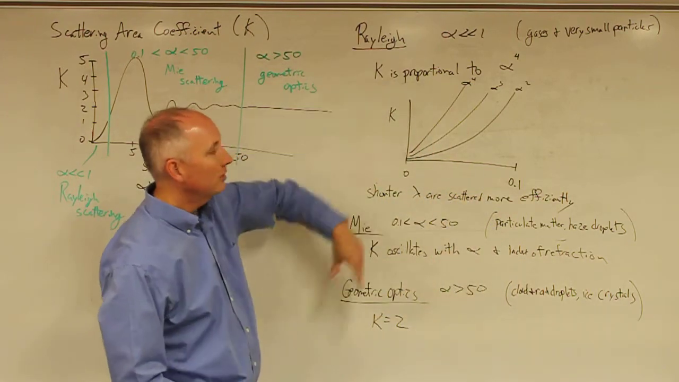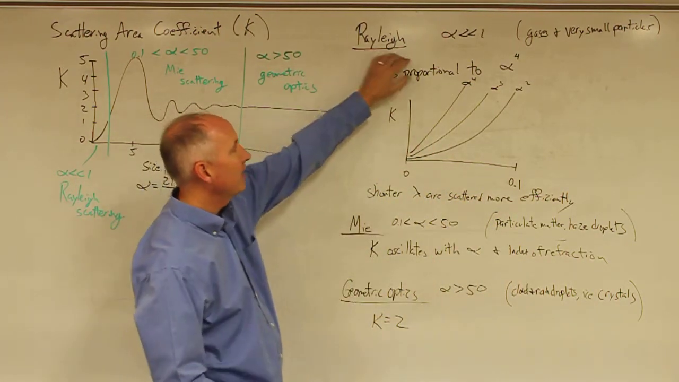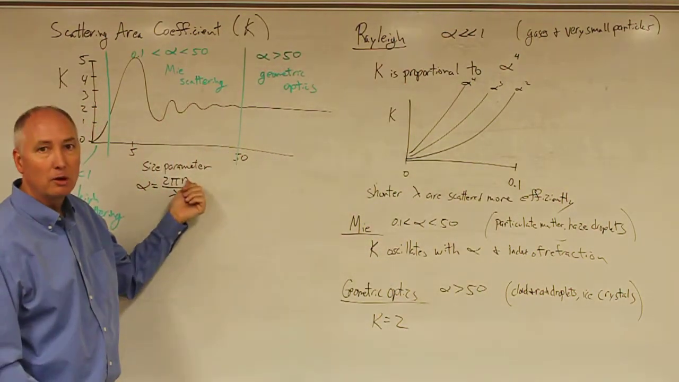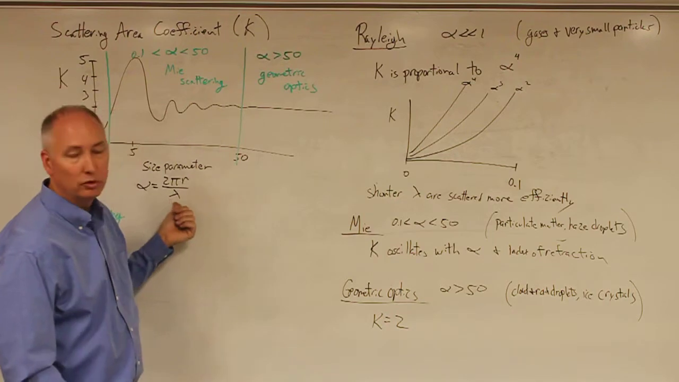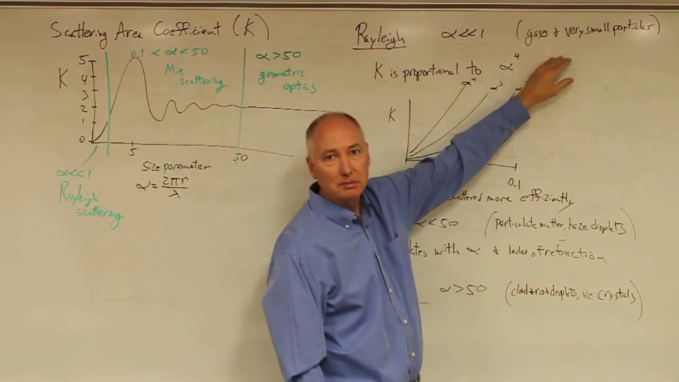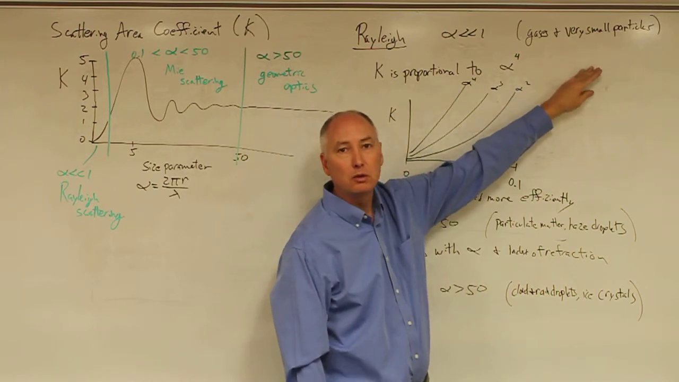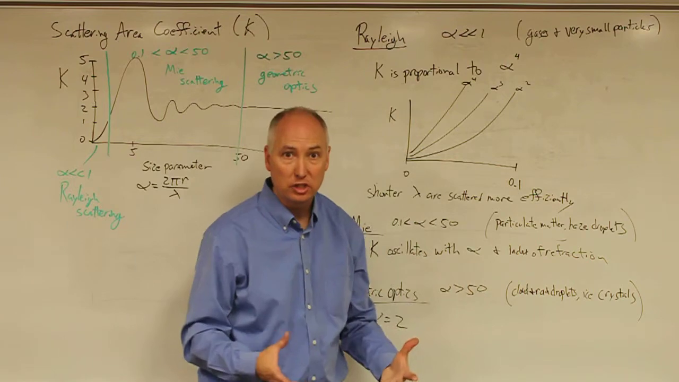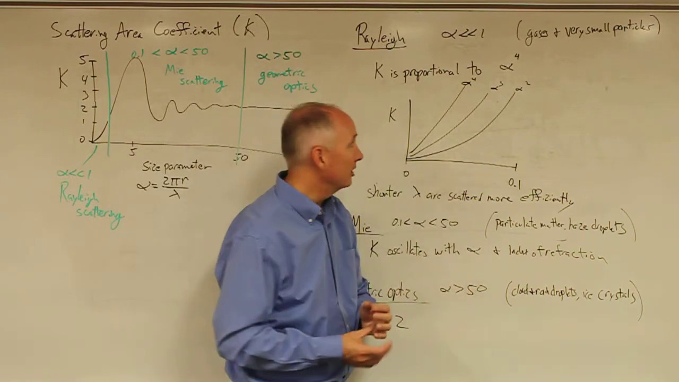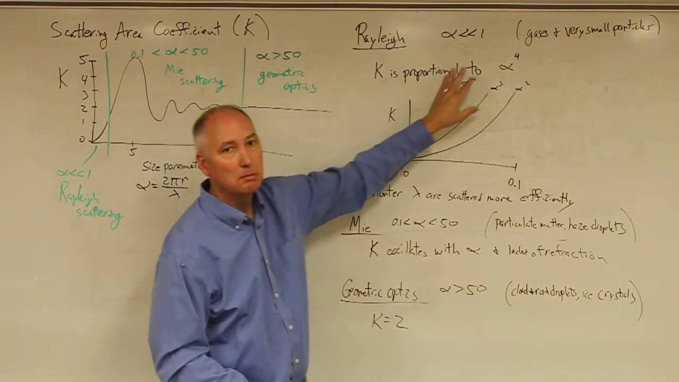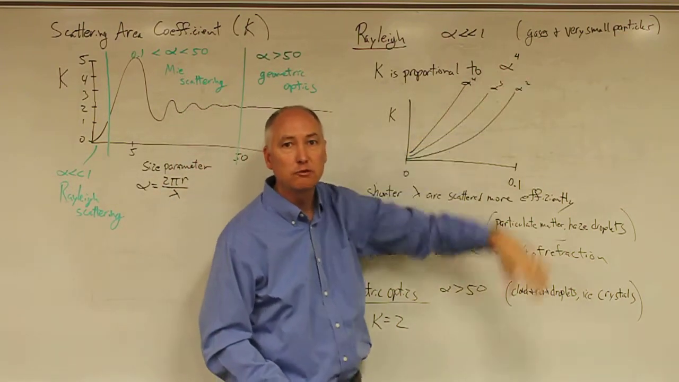If we look at each one of those individually, for Rayleigh scattering the size parameter is very, very small, which means that we have a very, very small radius relative to the wavelength that's coming in. This is appropriate for all gases in the atmosphere and extremely small particles that are usually associated with combustion, very near the source. In the Rayleigh regime, the scattering area coefficient is proportional to the size parameter to the 4th power.